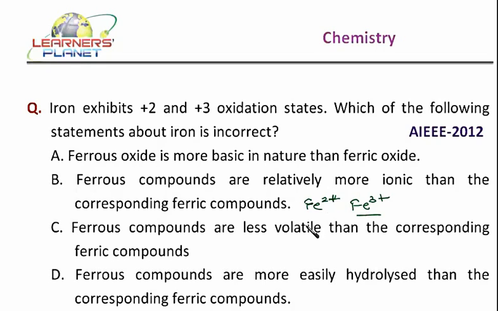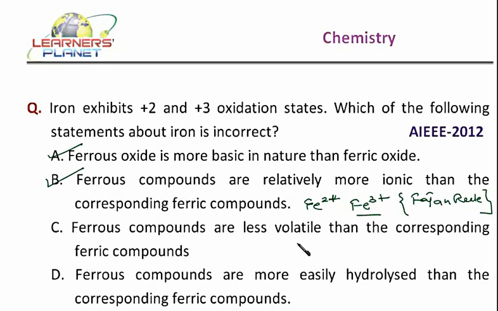So ferrous compounds are more ionic than corresponding ferric compounds. This is according to Fajan's rule, if you remember. So smaller is the size of the cation and larger is the size of the anion, more is the covalent character. And in this case, ferrous compounds are more ionic. This is also correct. So A is right, B is right.